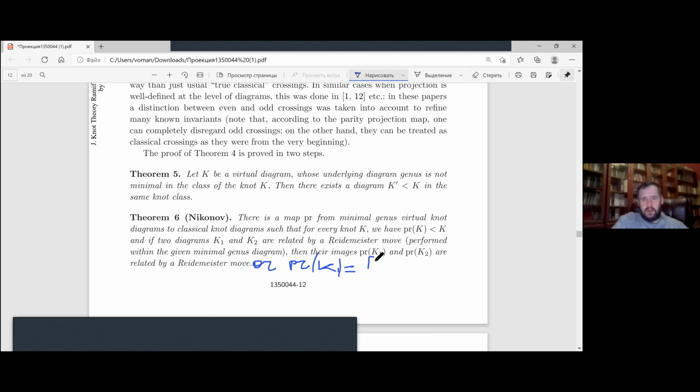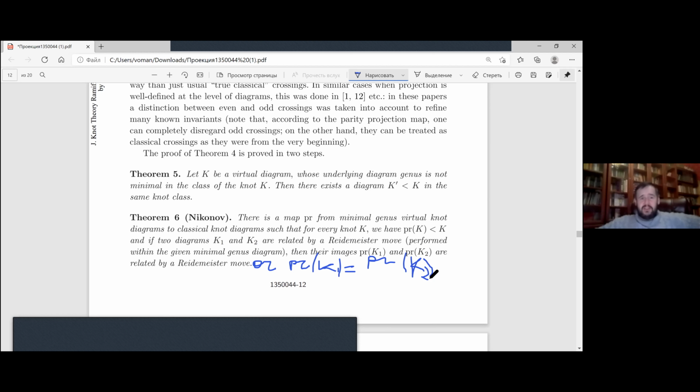Well, actually, now let me comment on the proofs of those theorems. Let me say the main ideas of these theorems. Let me say a couple of words about these two theorems. Well, theorem 5, unfortunately, uses a bit of Kuperberg's theorem.